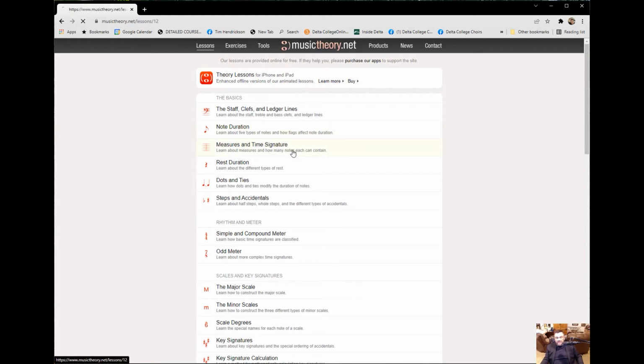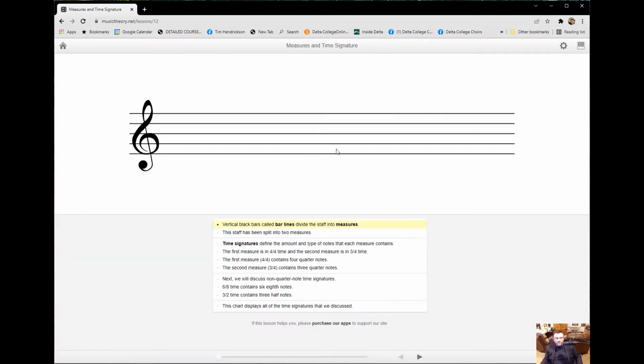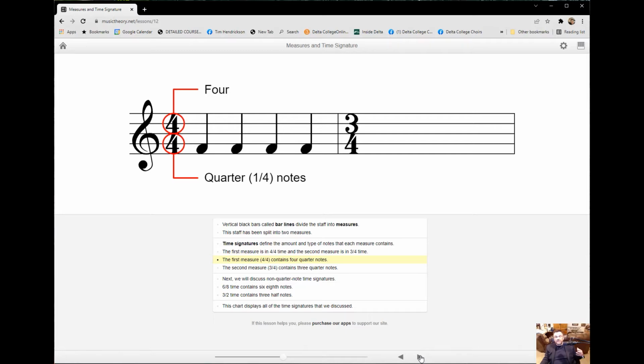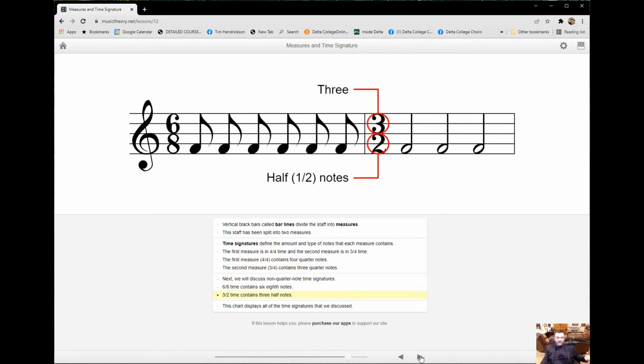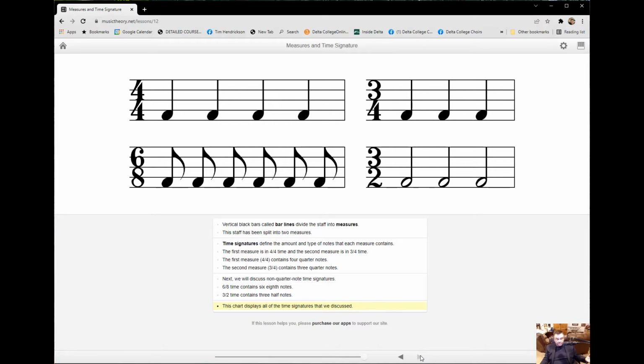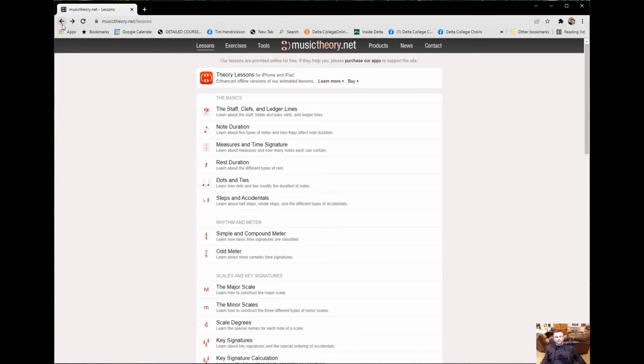Measures and time signatures, again, another rhythmic component that we have to know about. This is going to show you what a measure is, what a bar line is, what time signatures are, the distinction between the top number and the bottom number, what that means, how that works. So I encourage you, again, please use these tools for your own review.